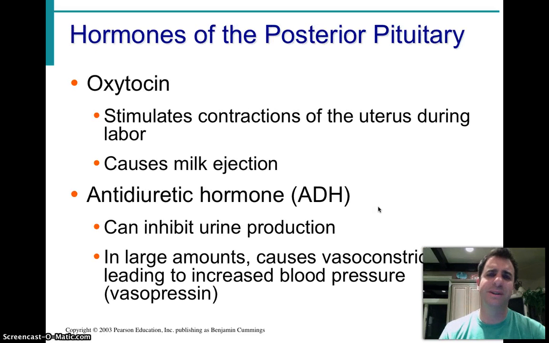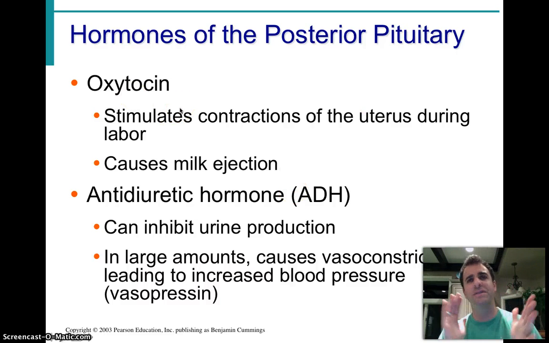The posterior pituitary does release hormones, specifically oxytocin, which stimulates contractions of the uterus during labor, the lovely pain of labor. And then it also causes milk ejection. So you remember we talked about prolactin triggering milk production. Well, now here we have milk ejection. So the suckling of the baby on the nipple will trigger a release of oxytocin to very, very high levels. In fact, through positive feedback, more and more triggering its own release over and over. And that causes milk ejection.